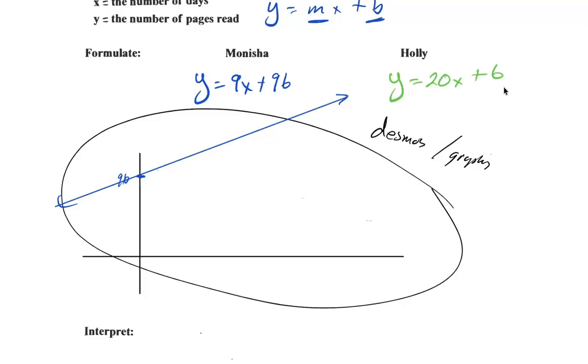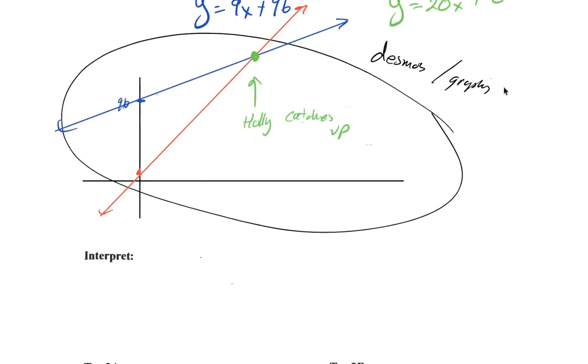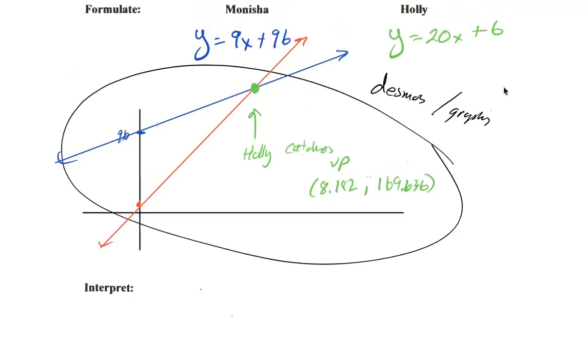And then Holly starts at 6, but she's going 20. Her slope is much faster. So it'd be something to that effect. And then right here where they cross is when they catch up. It's when Holly catches up. Now, if you do this on Desmos or on a graphing calculator, you should get about 8.182, comma 169.636. So let's talk about what those 2 things mean, right?